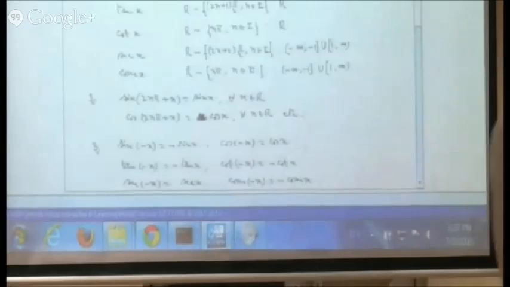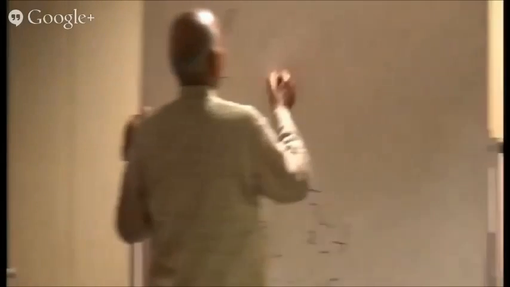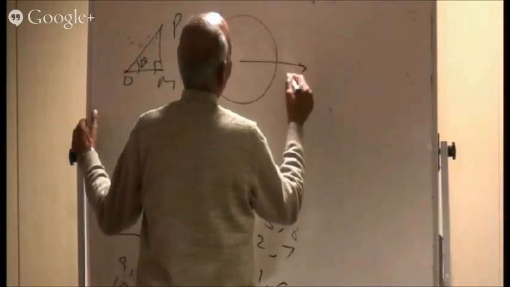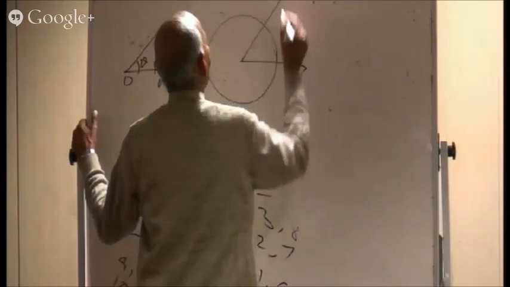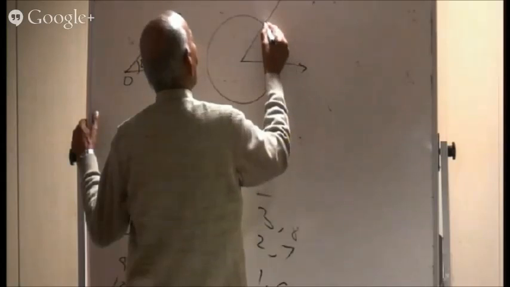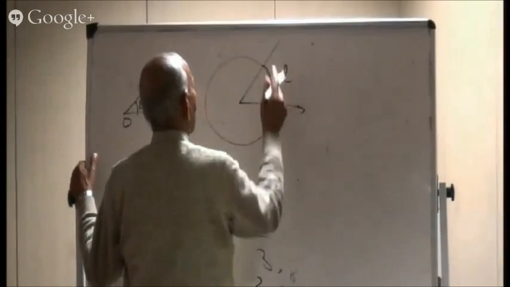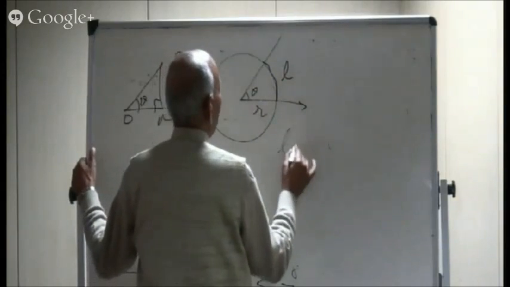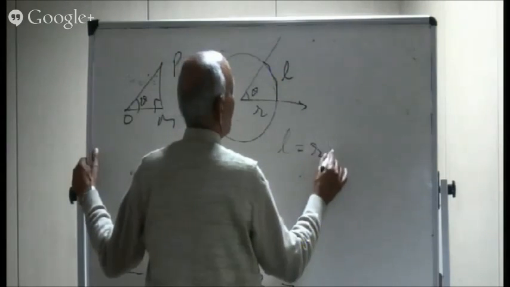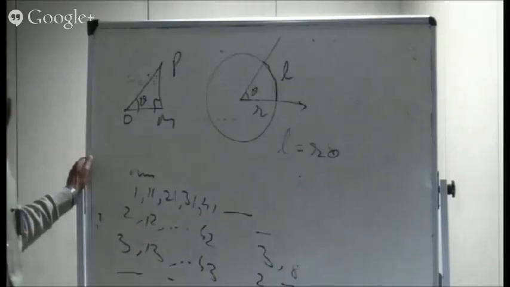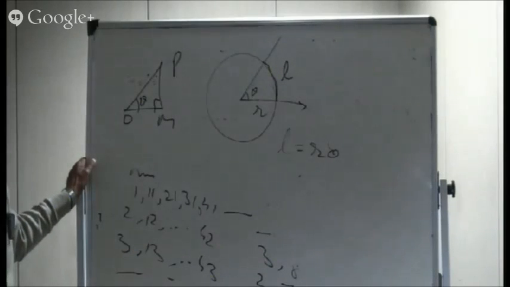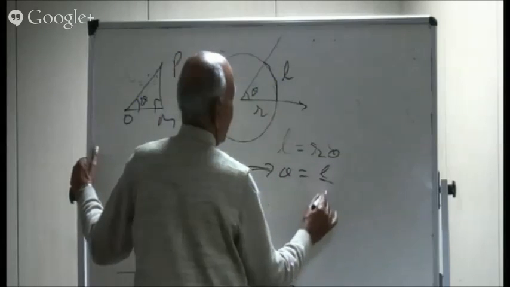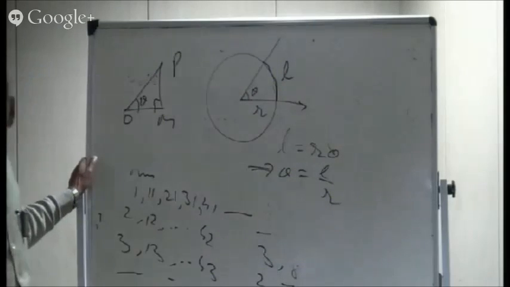So I am marking a circle here. Here is the initial line, and this is the length of the arc. I call this length of the arc L, this radius R, and I call this angle theta. I think you are aware of this type of result: L is equal to R into theta. You have read this result? L is equal to R into theta. Or can I write it like this: theta is equal to L by R. Theta can be written as L by R.